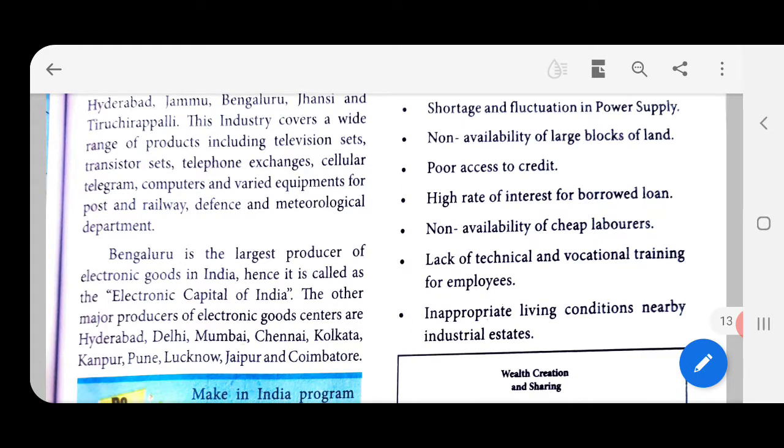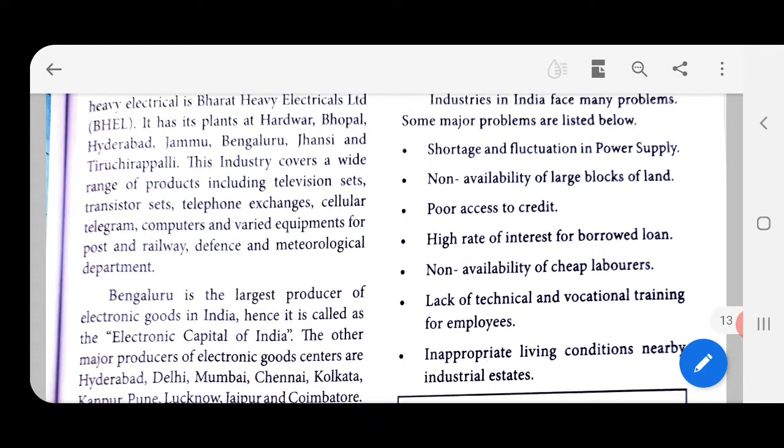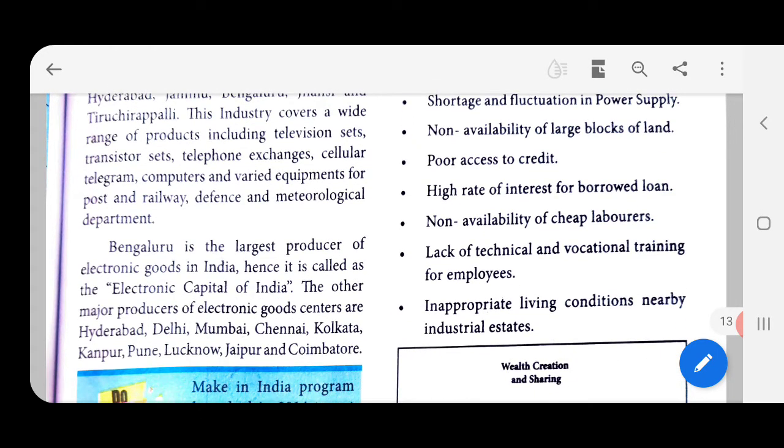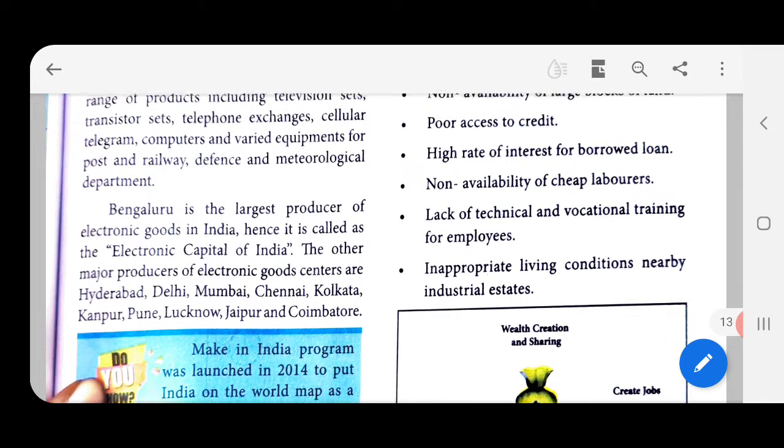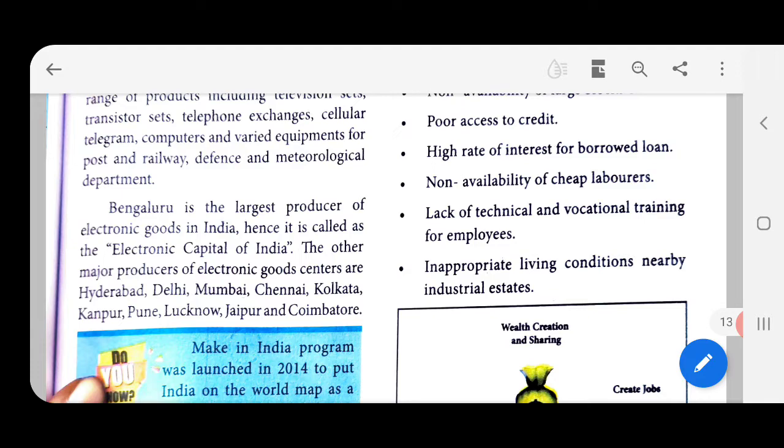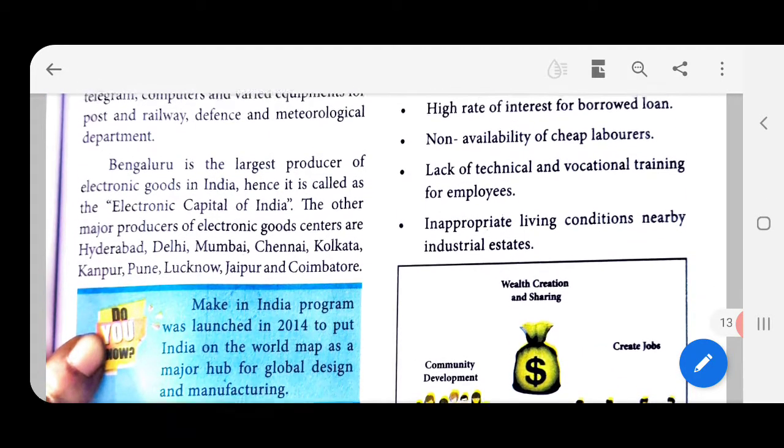Non-availability of large blocks of land. So, we need a huge amount of land in a particular place, and that is also not available. Poor access to credit. Money is not being credited or given to them. High rate of interest for borrowed loans. So, if a person is supposed to start an industry, he takes a loan and for that he has to pay a high interest rate. Non-availability of cheap laborers.